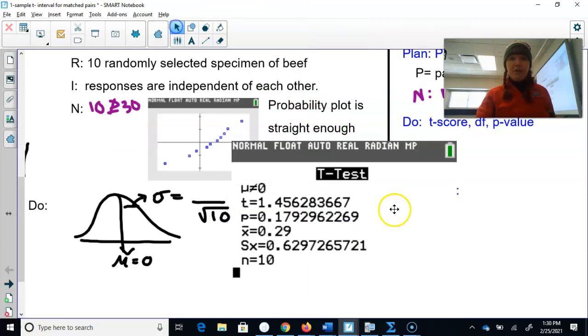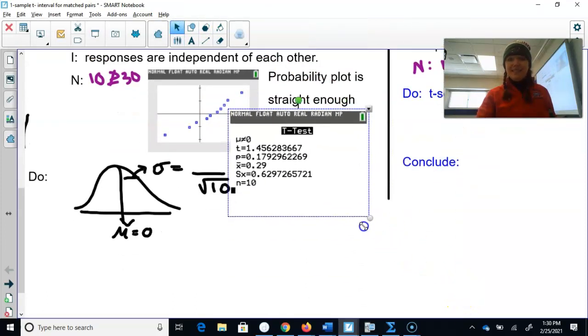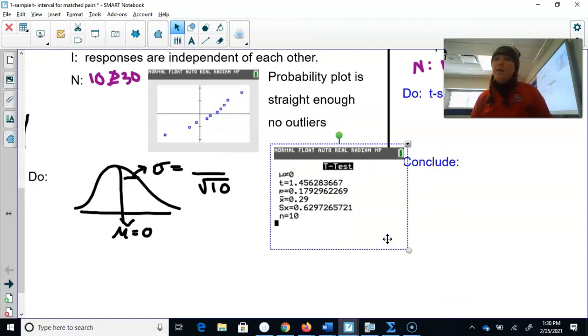Bring my screen over because that's just so fancy. Okay, so what am I looking at here, guys? I see right here, this is my sample standard deviation. That's the standard deviation for the 10 differences there. So I'm going to put 0.6297 divided by the square root of n. I know that the mean difference for those 10 specimens, the 10 meat specimens, is right here, 0.29. That was the difference between the A and the B. So x bar is equal to 0.29 over here.